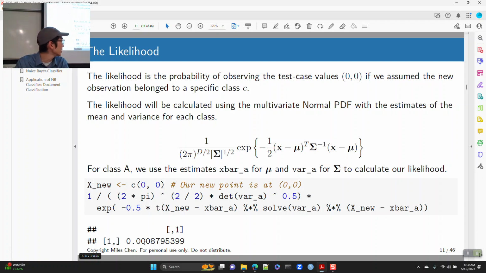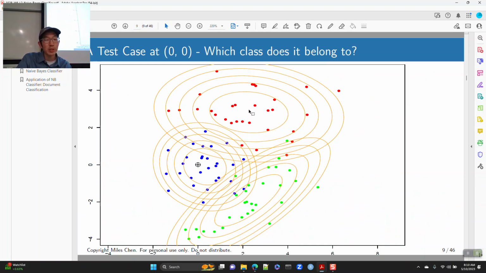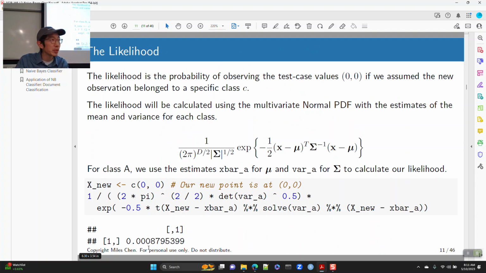Okay, so we get 0.0008795399. This is our probability density of getting (0, 0) if it comes from the red distribution, which is a small number. That makes sense because we're asking what is the probability that these ellipses centered at the red dots would generate this point. It's pretty far away from our estimated center, something around (2, 3), not exactly, but around there. Getting (0, 0) is pretty unlikely to happen, so we get a pretty small number here, okay?